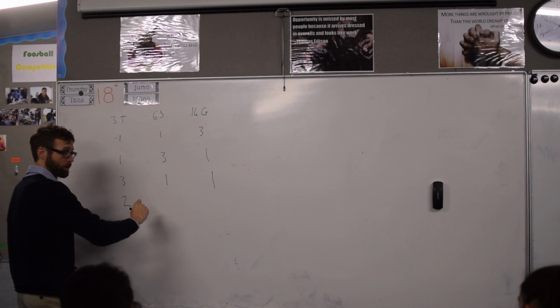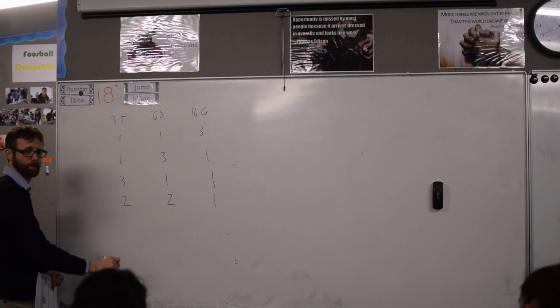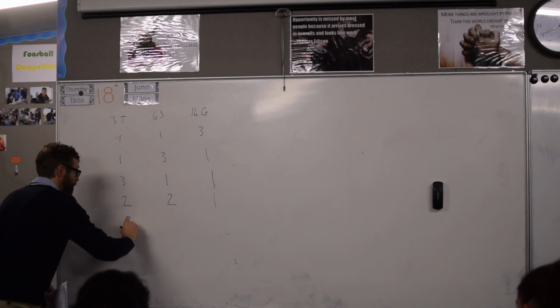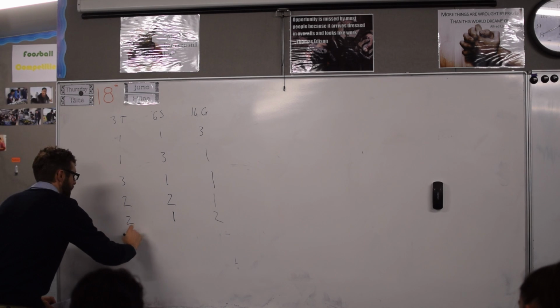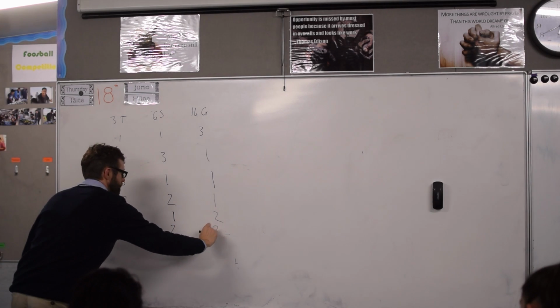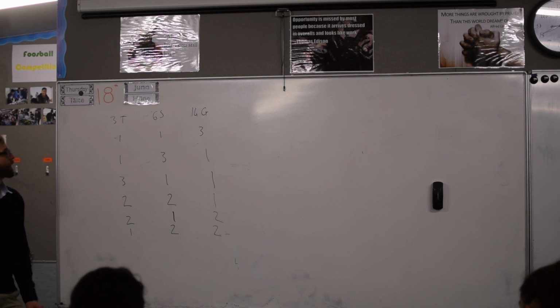2, 2, 1. This is annoying, isn't it? 2, 1, 2, 1, 2, 2. Are there any other possible ways? Not if she has to have one of each. I think that's it. Yeah? Okay. Now I have to work out how does this work.